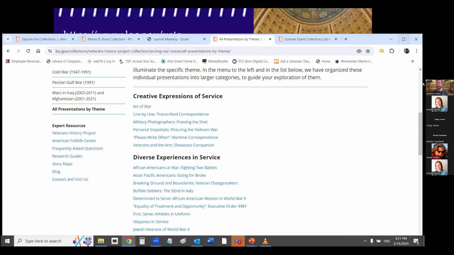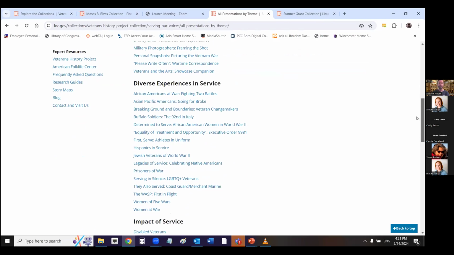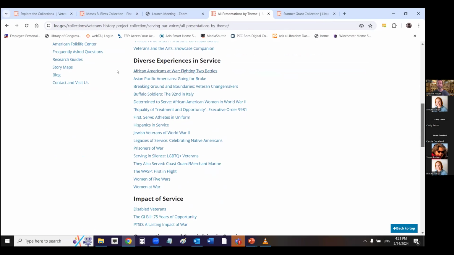The themes are pretty wide ranging, and they are all organized by categories. Like under diverse experiences in service, you can see African American collections, AAPI collections, Hispanic collections, Jewish collections, LGBTQ plus collections. Each one of those, when you click on them, will bring you to that curated collection of usually about 10 to 20 different handpicked collections that exemplify that category and are perfect for using in classroom discussions. So those are our Serving Our Voices online exhibits.